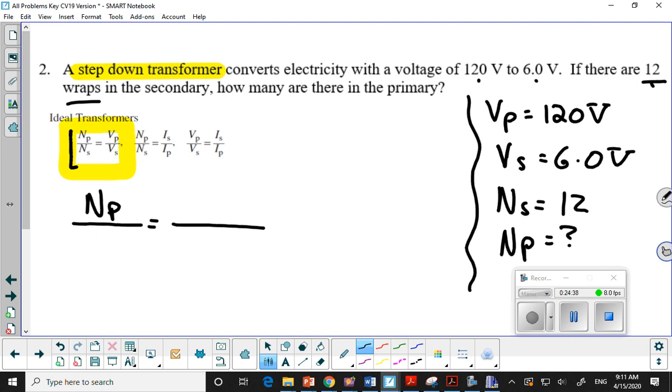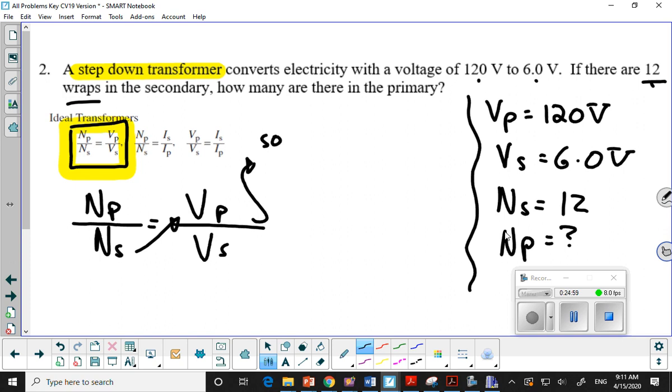That's our actual form of our equation. This makes it a little bit easier. Remember, P, in this case, is over S. We're dealing with voltage and voltage, so they're the same: P on the top, S on the bottom. We're going to do half of a cross multiplication. So we've got the number of wraps in the primary is equal to the number of wraps in the secondary times the voltage in the primary over the voltage in the secondary.